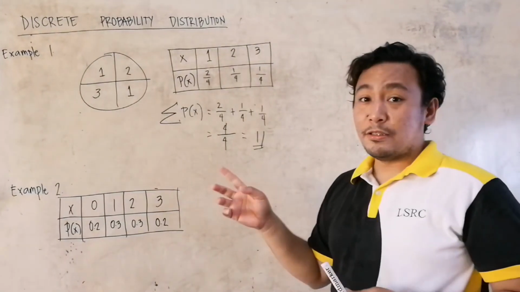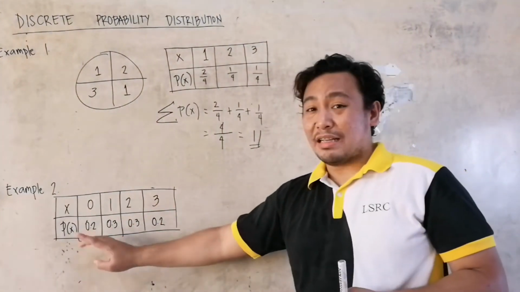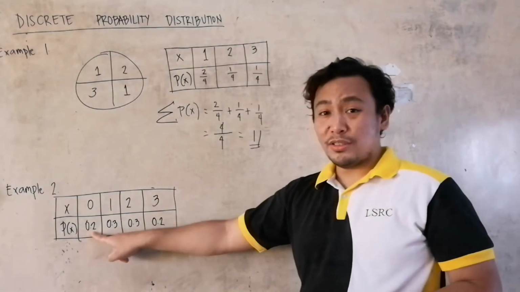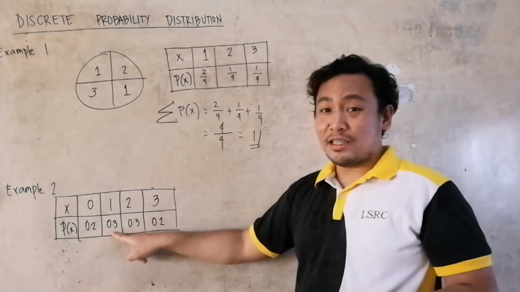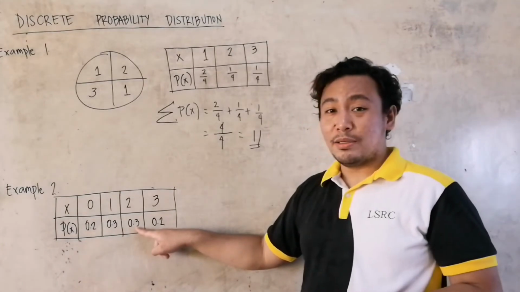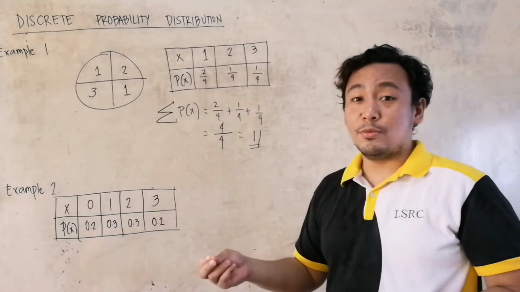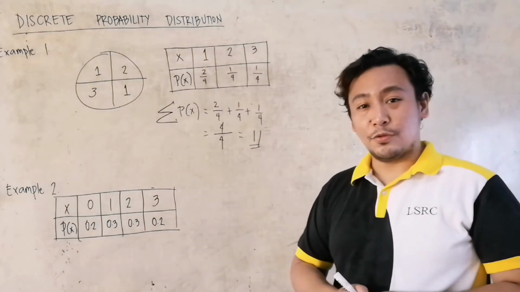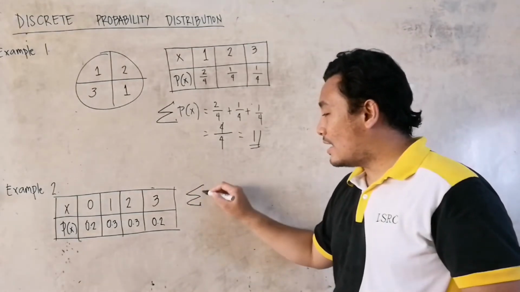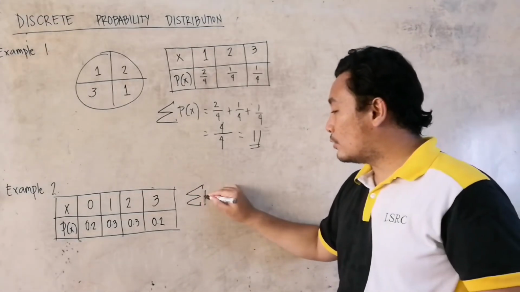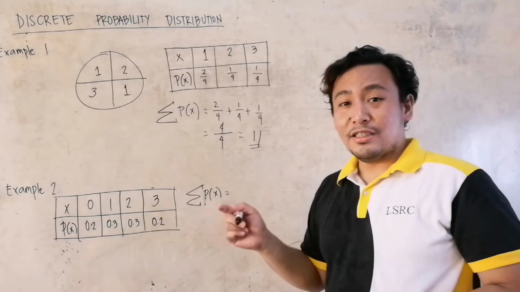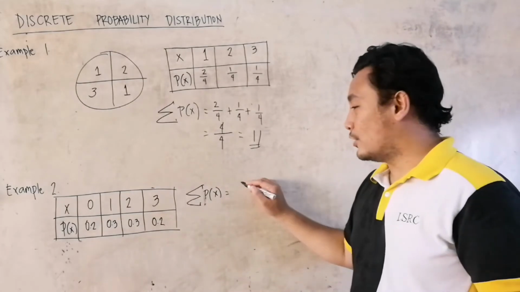Example number 2. So the first property, kailangan yung P of X natin, the probabilities should be greater than 0 but less than 1. 0.2 is greater than 0 but less than 1. 0.3 is also greater than 0 but less than 1. 0.3, another greater than 0 but less than 1, and then 0.2 greater than 0 but less than 1. Therefore, nasatisfy natin yung first property. So now, let's try to add lahat ng probabilities. If this is equal to 1, then also, example number 2 can be considered as a discrete probability distribution.